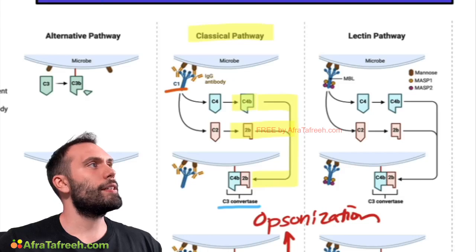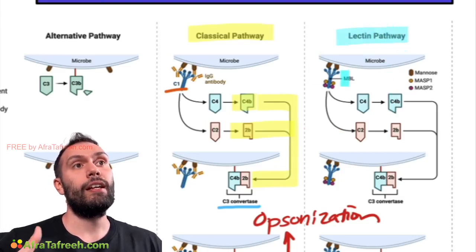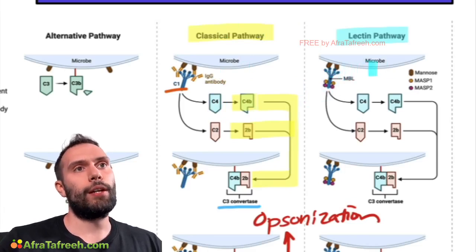Okay, let's go through the lectin pathway here really quickly. The nice thing about this lectin pathway is it's essentially the same thing as the classical pathway. The only difference is in the first step. In the first step of the classical pathway, we had IgG or IgM antibodies bound to the microbe surface, and so we bound our C1 complement to that.